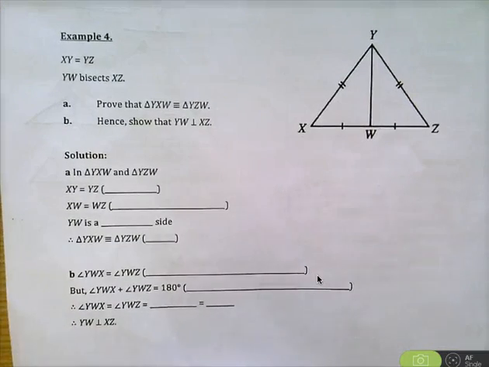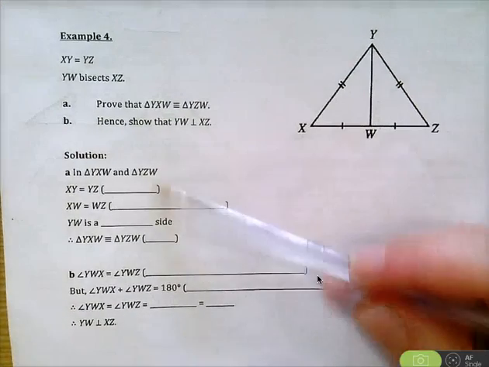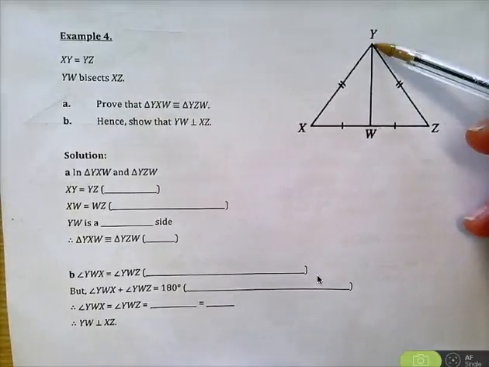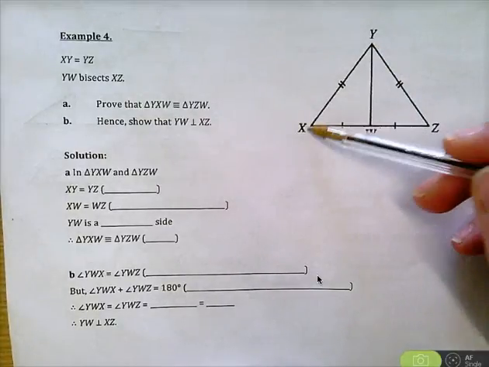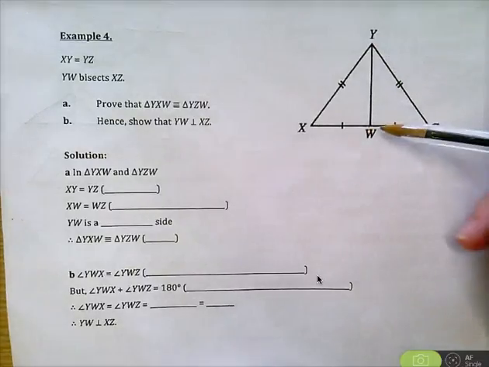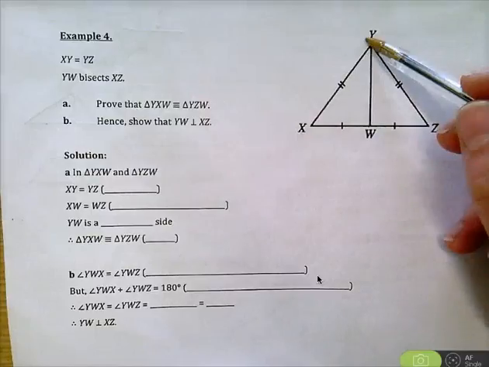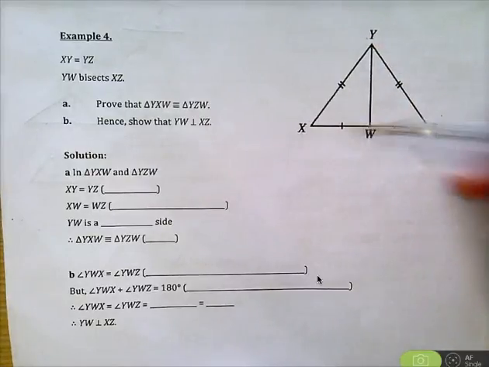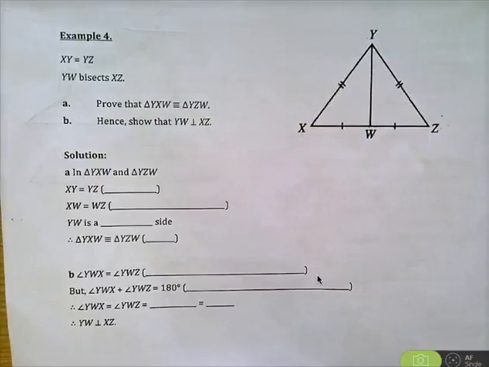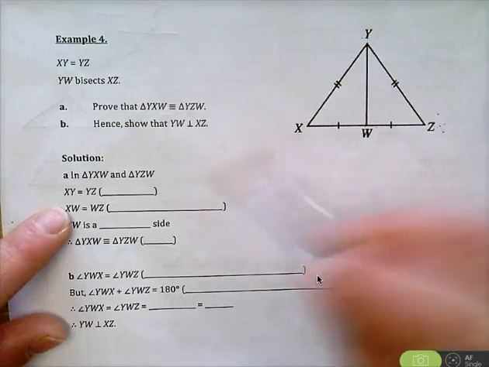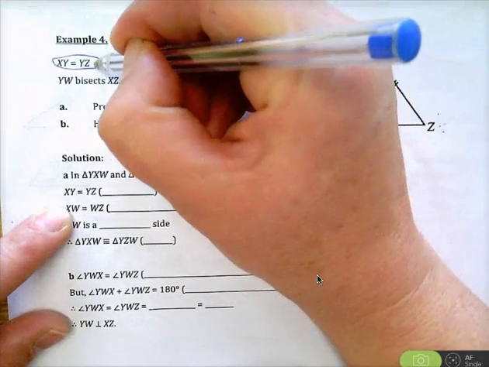Okay. Example 4, girls. If you could please try the first part of this question where we are proving that triangle YXW is congruent to triangle YZW. You are told here that XY equals YZ, and you were also told that YW bisects XZ. So if we can start on that proof. So we've got XY equals YZ. What's the reason? See how it's written up there? It's given.